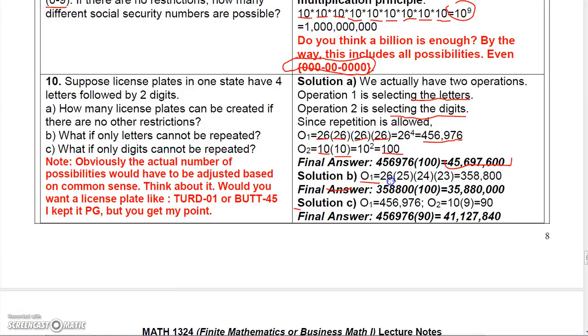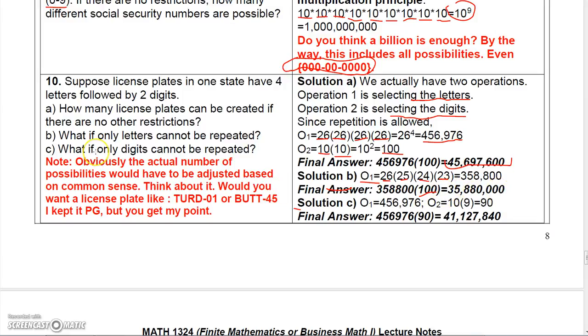I have to consider, since the letters can't be repeated, I would have only 26 times 25 times 24 times 23 possibilities for the letters, which is 358,800. And then the numbers can be repeated, so I'd still have 100 for that, and then I multiply those two numbers together to get the total number of license plates.